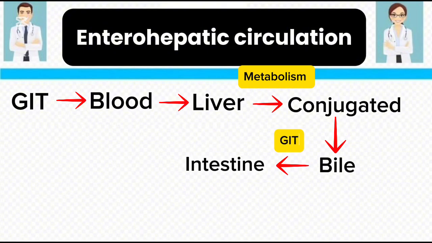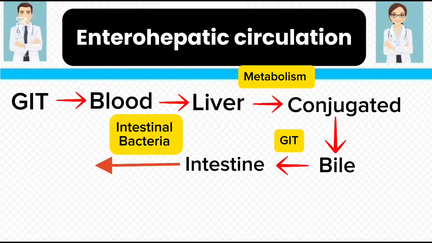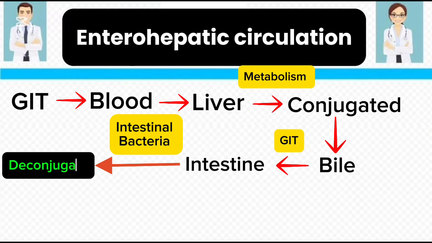So the drug is conjugated. How can it be reabsorbed? There are intestinal bacteria which can deconjugate the metabolites and convert them back into the active form. So now the drug is in the active form.